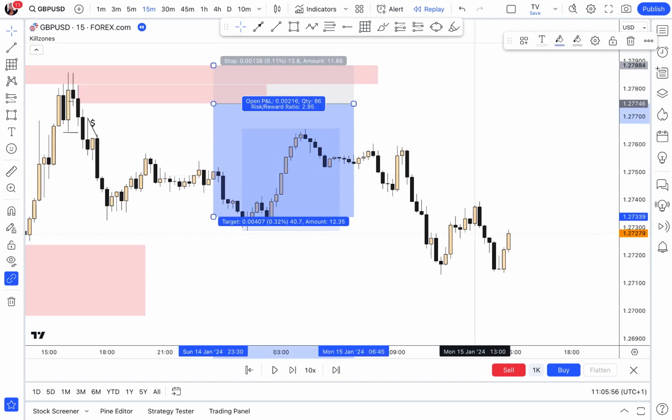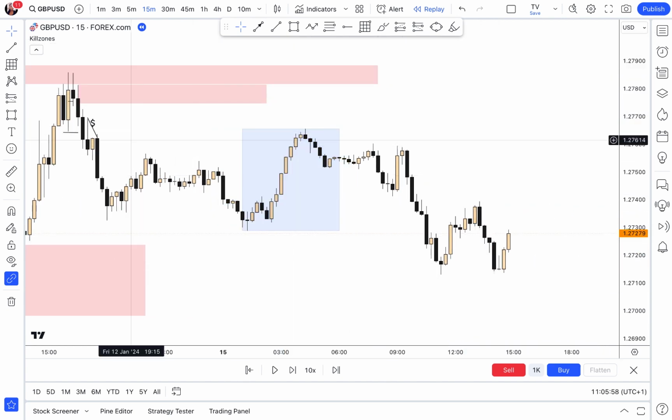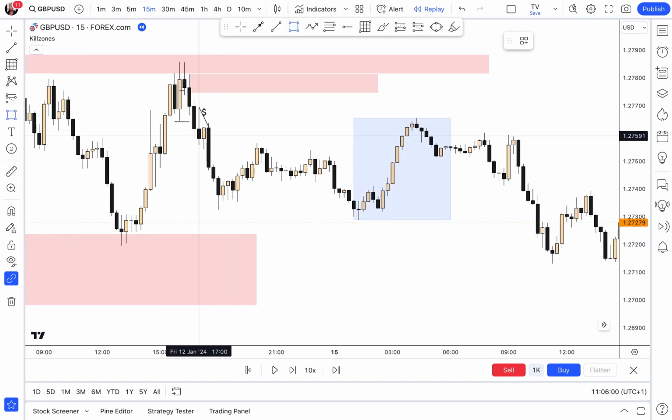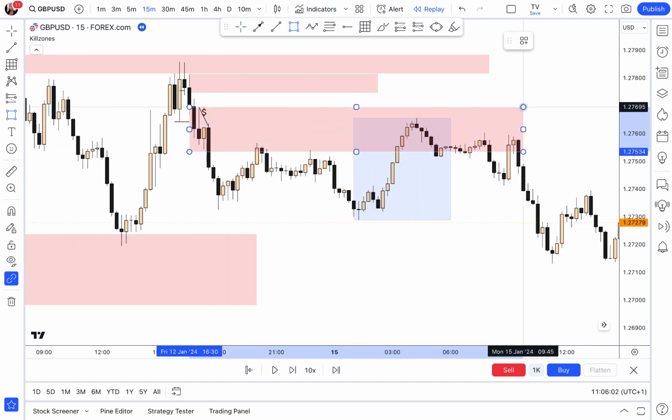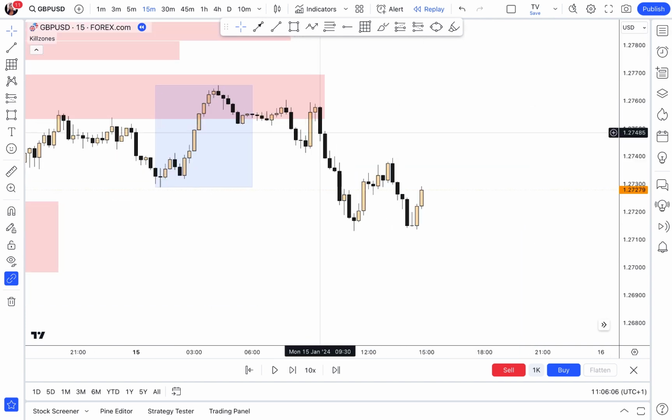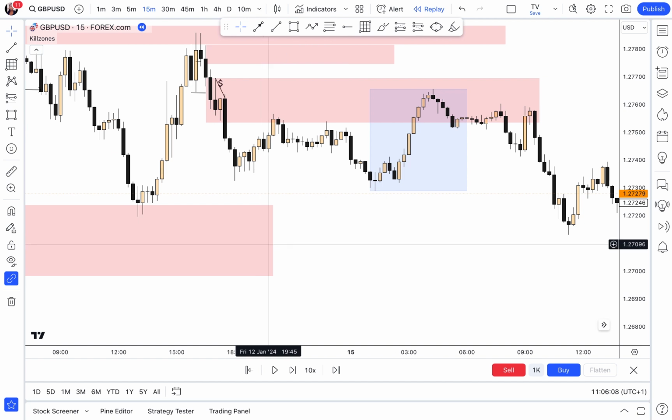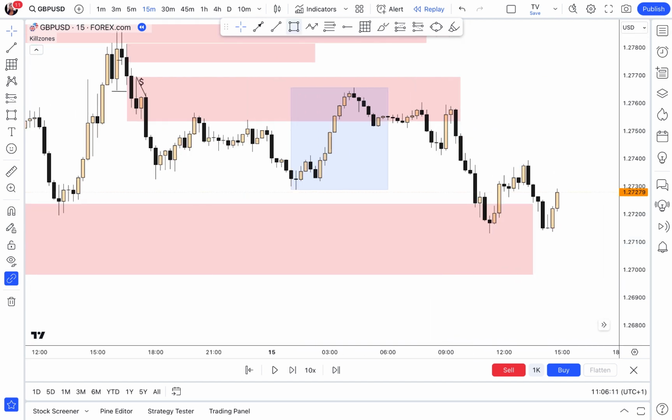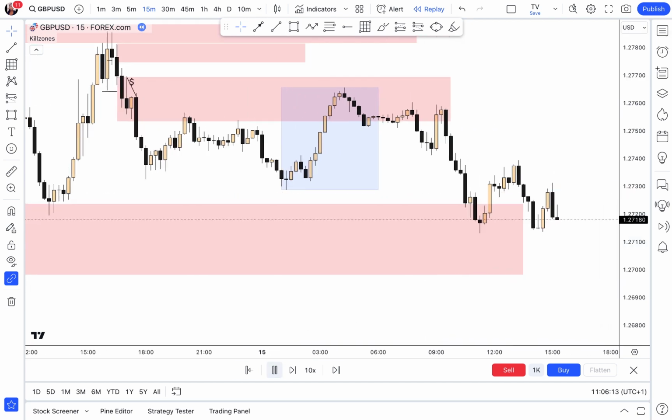So as you can see, market has gone without us. Market has used this level of supply to sell down into this level of demand. Okay, so let's continue looking at the charts.